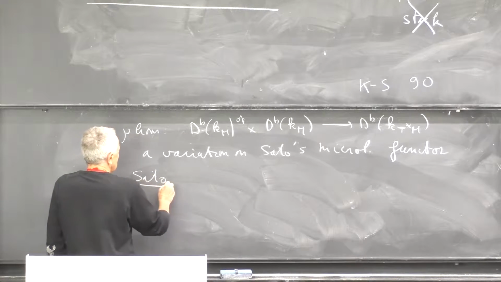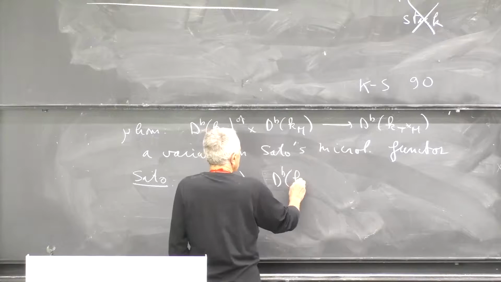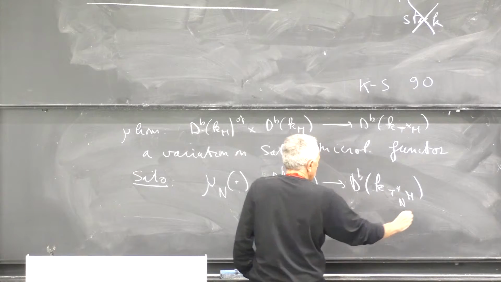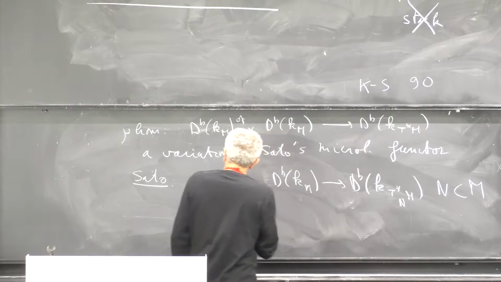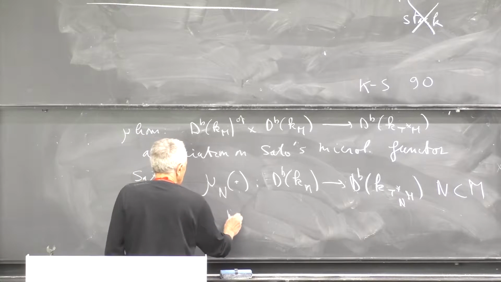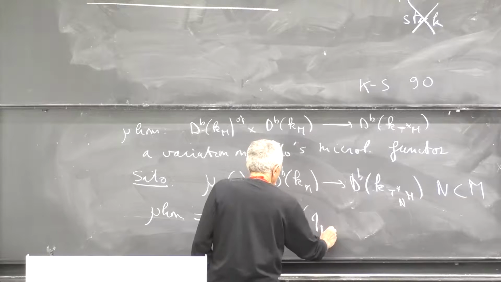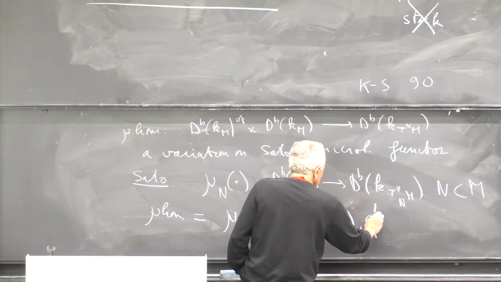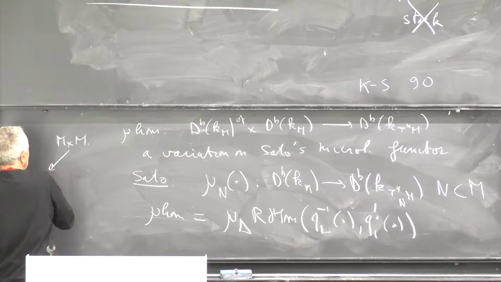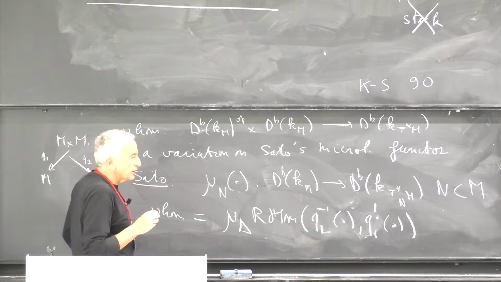Sato defined microlocalization along a submanifold, which goes from D^b(k_M) to D^b(k_{T*_N M}), for N a closed submanifold, and μhom is a microlocalization along the diagonal. Where there are the projections, M × M, q1, q2. So yesterday someone told me that I have not used the six operations, but now I use them.